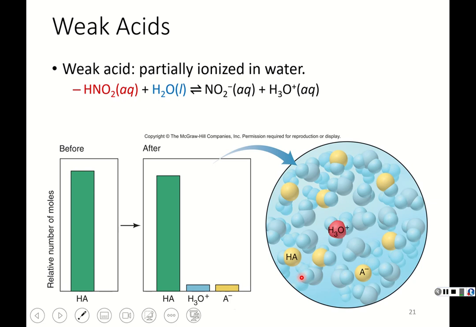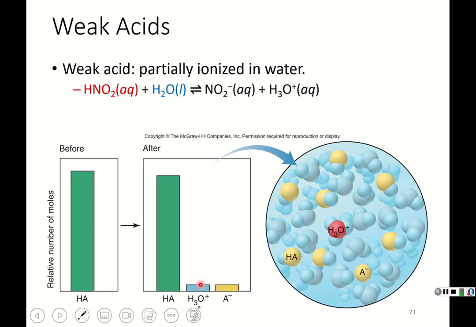Well, remember they only partially ionize in water. So HNO3, nitric acid, is a strong acid, but here we have HNO2, nitrous acid, and this is actually a weak acid, right? So it dissociates, but not completely. So we show that with that equilibrium arrow. If we had a certain number of moles of nitrous acid or any weak acid before we put it into water, we put it in water and it will dissociate, but only partially.